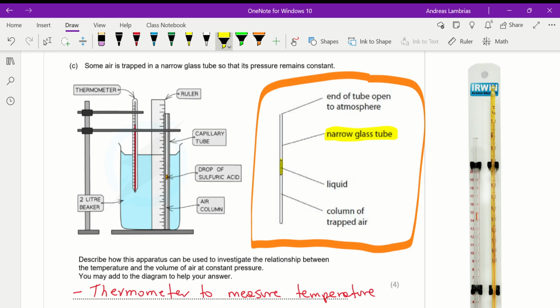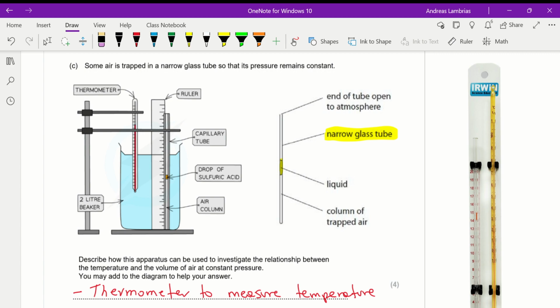Now, why does it stop there? This is because inside this part we have trapped air. And what happens when air is trapped? The molecules are moving randomly and freely in that tube, and they hit the walls of the container, and those collisions with the wall cause a pressure.